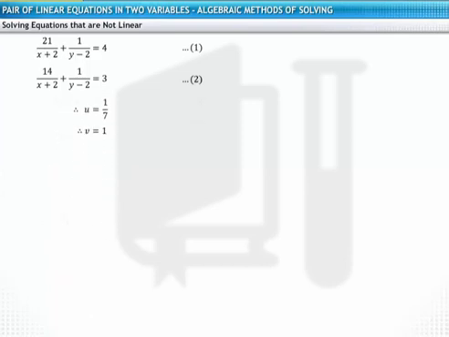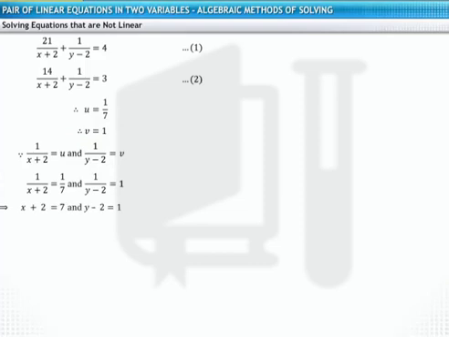We know 1 divided by x plus 2 is equal to u, and 1 divided by y minus 2 is equal to v. Now we substitute the values of u and v in 1 divided by x plus 2 and 1 divided by y minus 2 and solve for x and y. Therefore, we get x is equal to 5 and y is equal to 3.